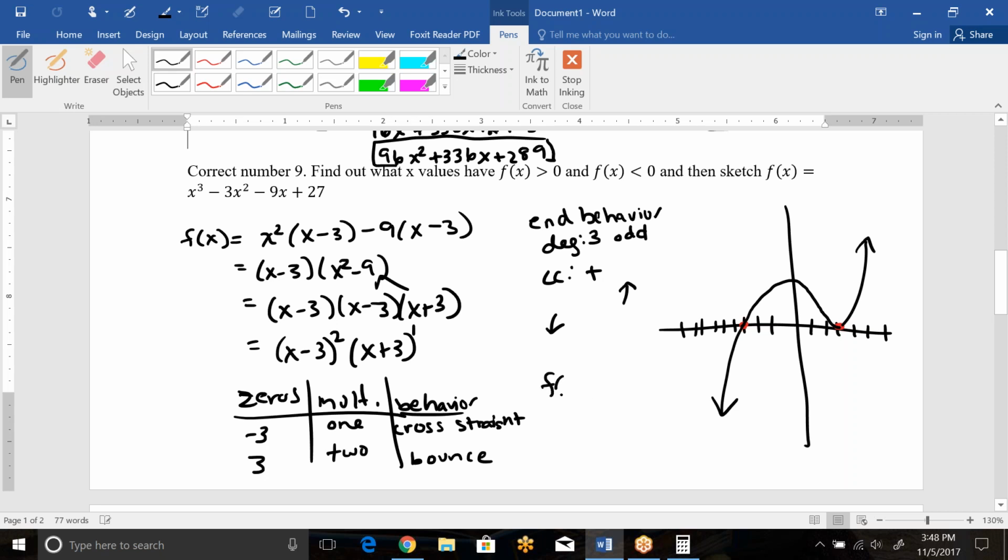So my f of x is greater than 0 from negative 3 to positive 3, and from 3 to infinity, because I'm above the x-axis on both of those regions. And my f of x is less than 0 from negative infinity to negative 3. And those are parentheses, by the way.